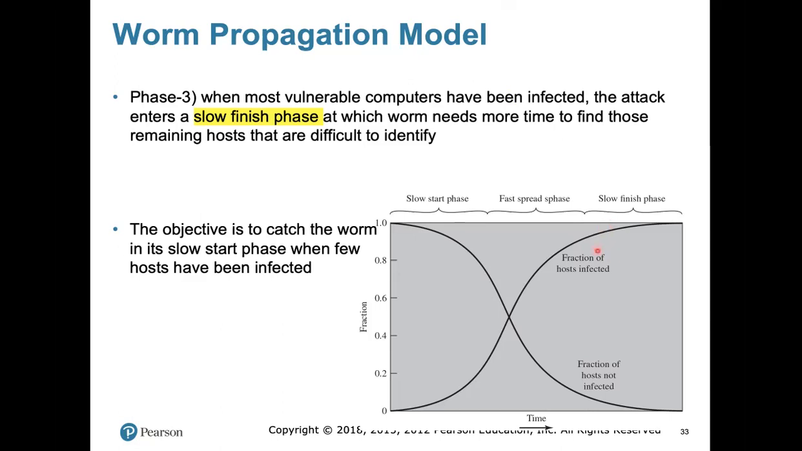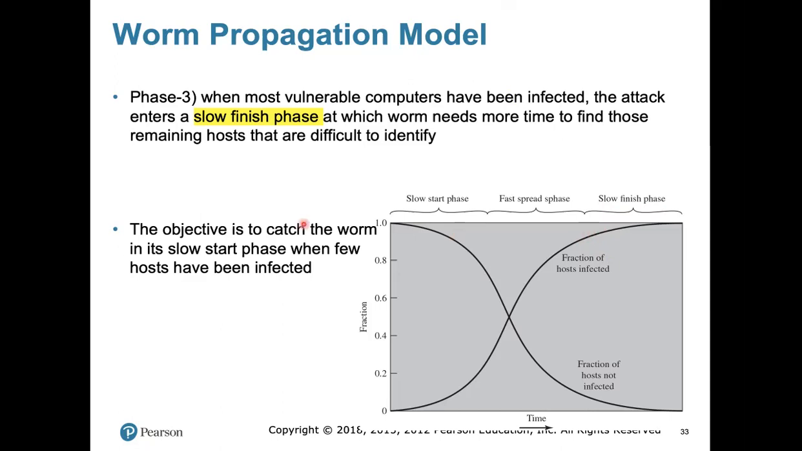So at the last phase, phase 3, which is called the slow finish phase, finding more machines or devices or computers to infect becomes more and more difficult, so the rate of infection decreases.